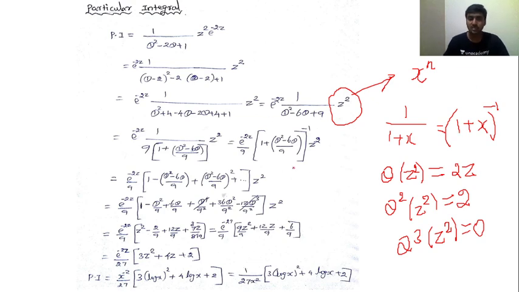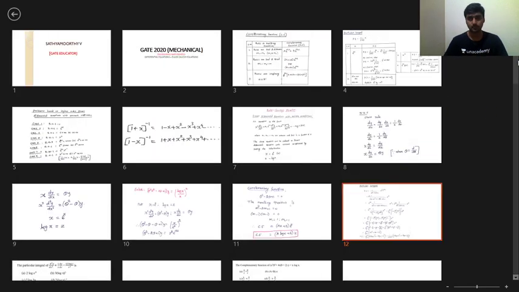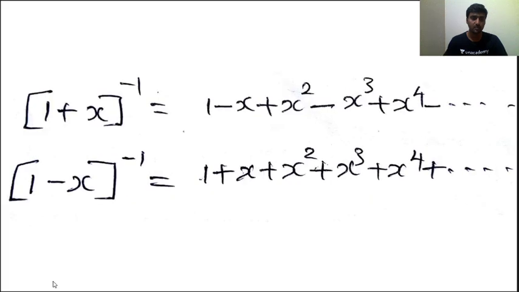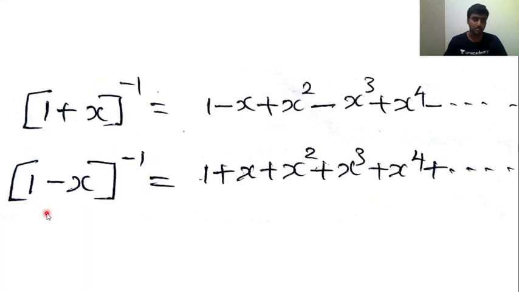Now the 1 plus x whole power minus 1 is given as, this is a formula, the binomial expansion formula. 1 plus x whole power minus 1 is equal to 1 minus x plus x square minus x cube plus x power 4. As per the discussion, this is the shortcut method used to remember the formula. Here plus minus, two different signs. So here plus minus plus minus, alternately we are giving the sign.